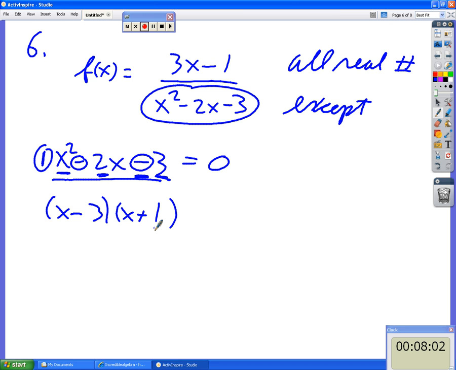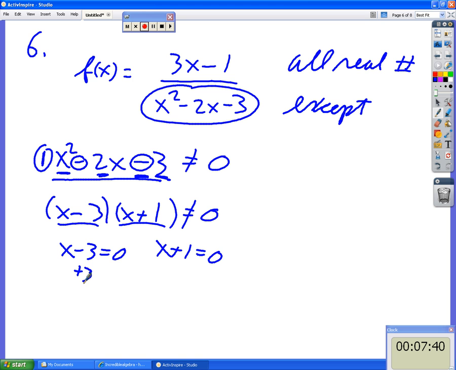So now I say, okay, this is equal to 0. Actually, what it is, this is not equal to 0. They cannot be equal to 0. So now I take the first one, x minus 3, let that equal 0. Take x plus 1, let that equal 0. Let each of the terms be equal to 0, and solve for x.